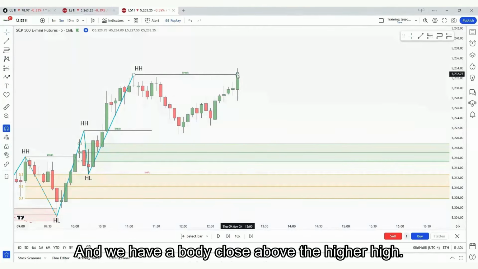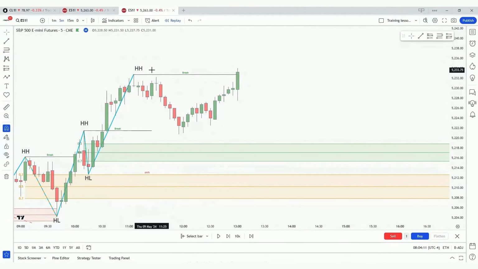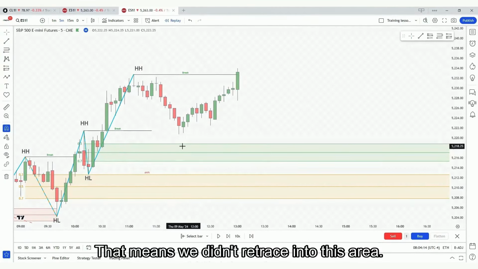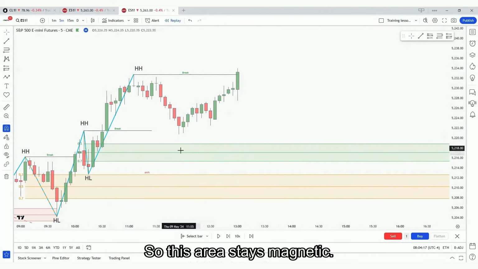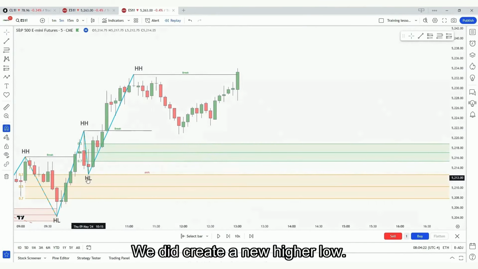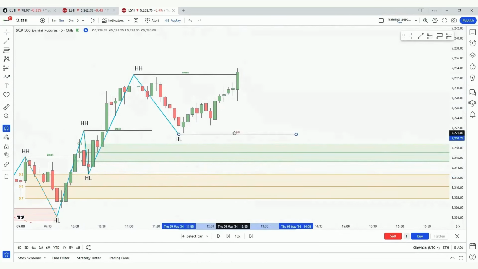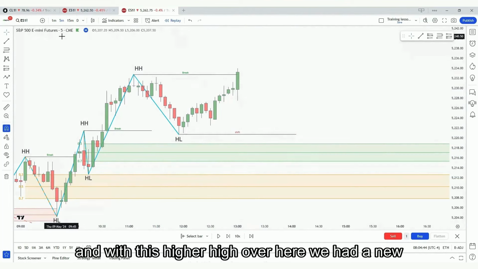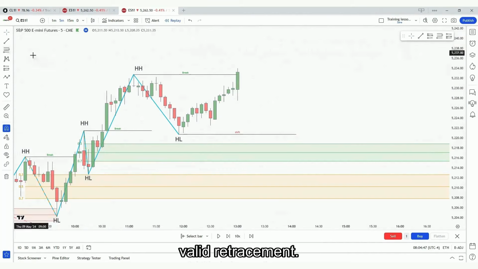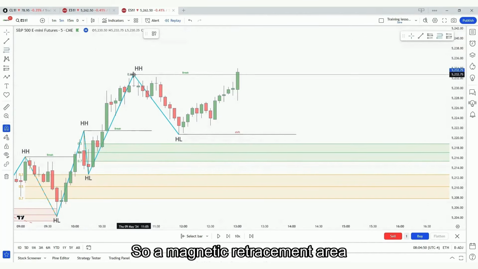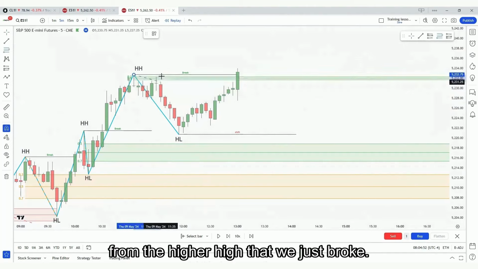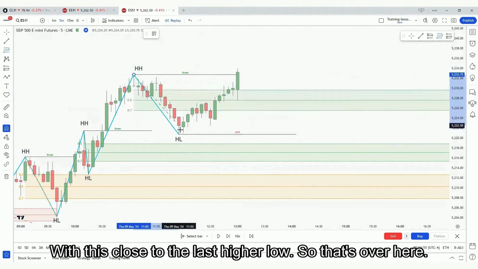And we have a body close above the higher high. That means we didn't retrace into this area, so this area stays magnetic. We did create a new higher low over here. We move the shift line. And with this higher high over here, we had a new valid retracement. So a magnetic retracement area from the higher high that we just broke with this close to the last higher low. So that's over here.